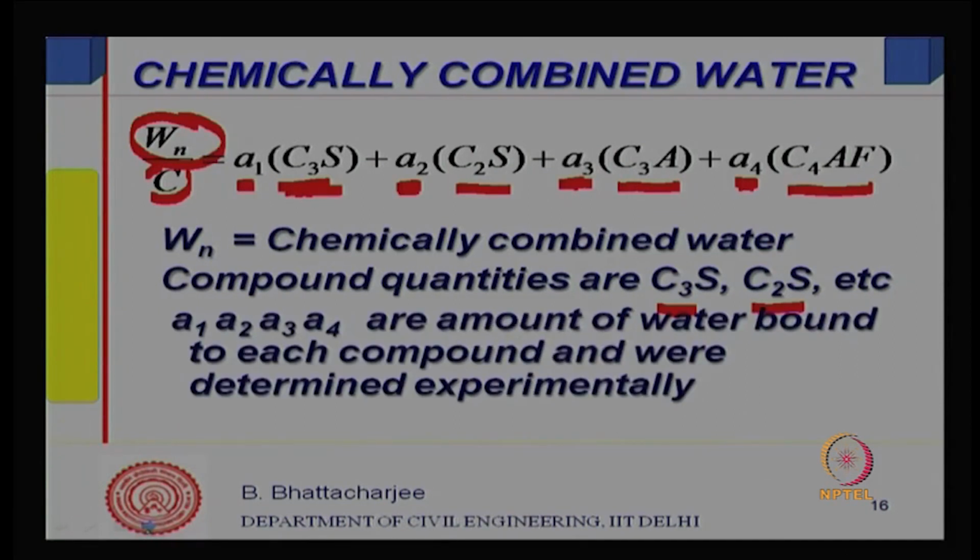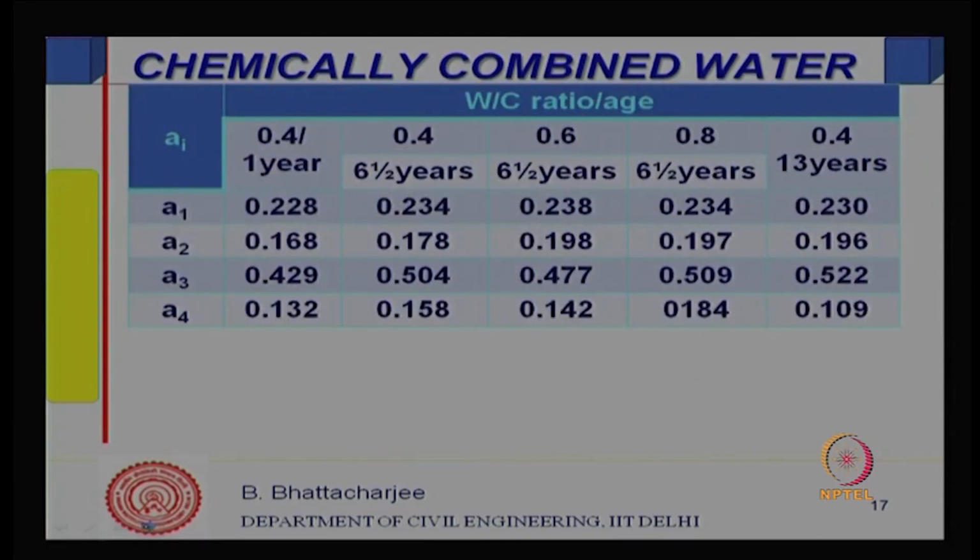Now, people have actually done very long term experiments to find out the amount of water bound to each compound, and these results are actually given in this table. If you look at it, these are A1, A2, A3, A4 with water cement ratio and age.